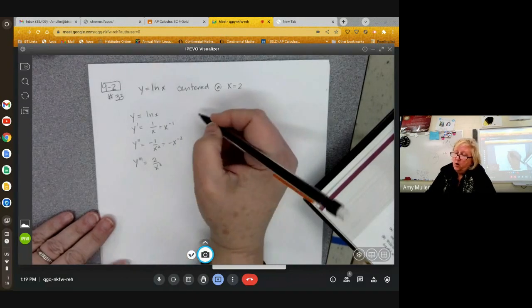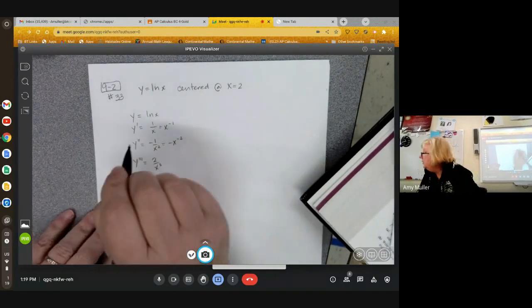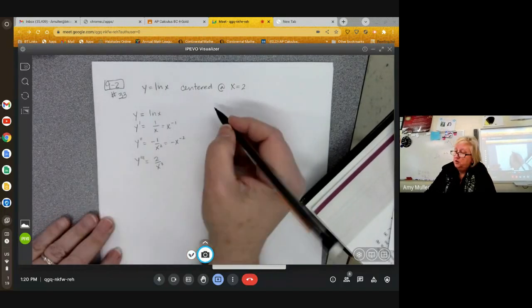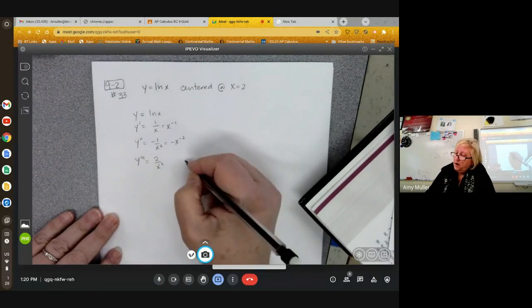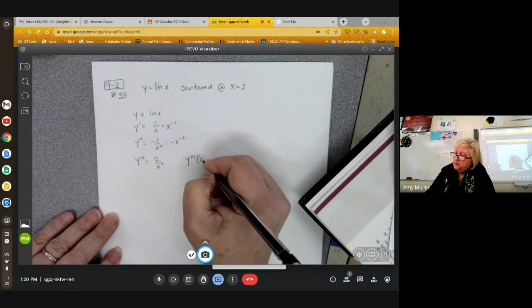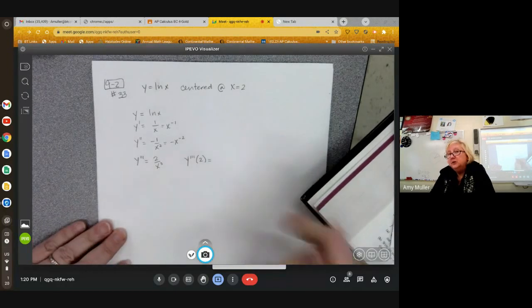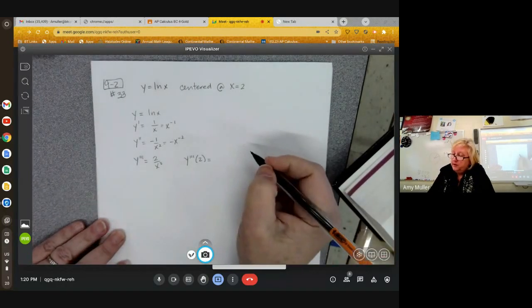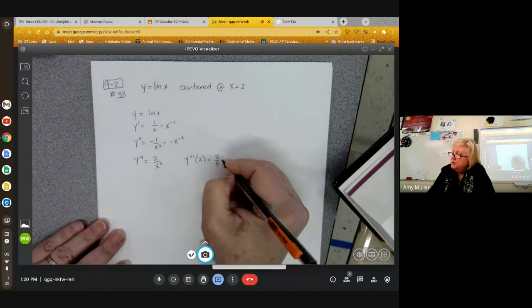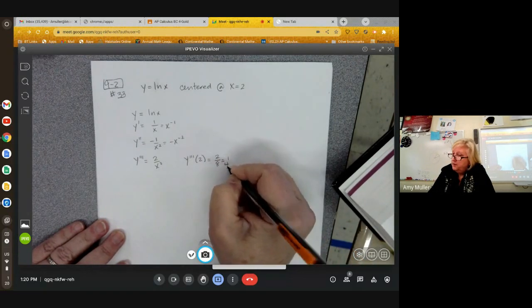And I don't need the whole Taylor polynomial. I just want the part that is for the x minus 2 term, right? So I need y triple prime at 2, because that's the center. So y triple prime of 2 is what? 2 over 8, which is 1/4.